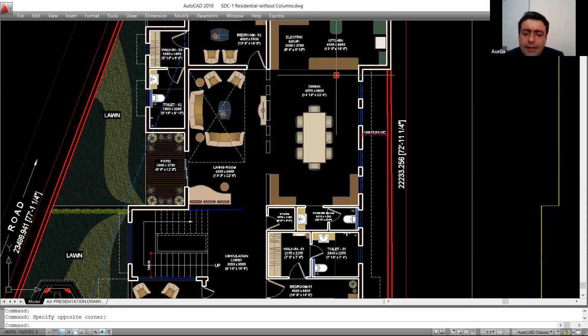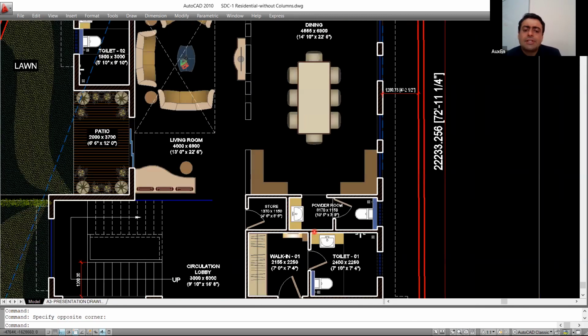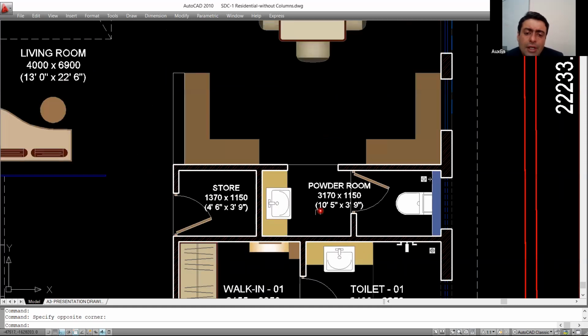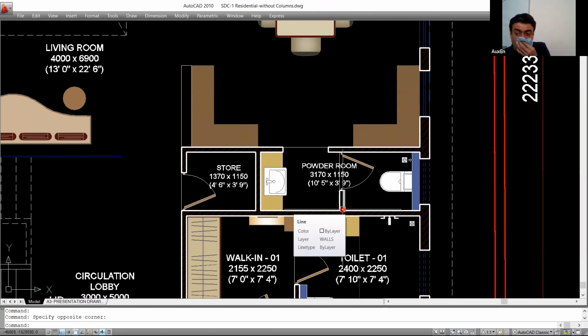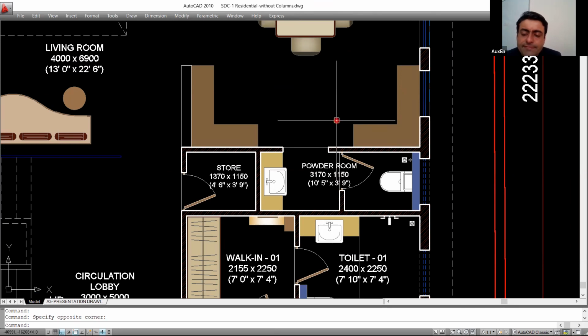Then from this dining, you have this attached toilet. So this is called as a powder room. What is the meaning of powder room? Yes, what is the meaning of powder room? Hello. Yes, anyone? Powder room.